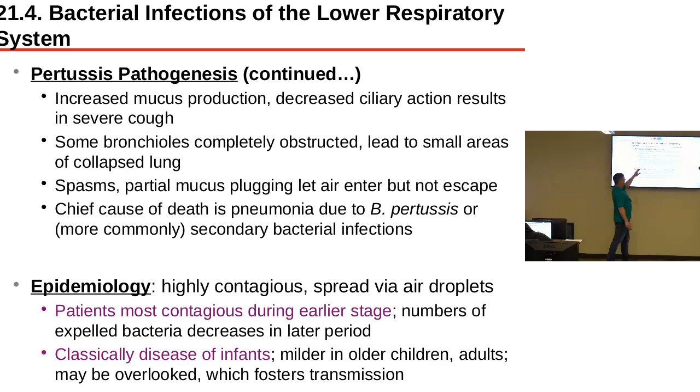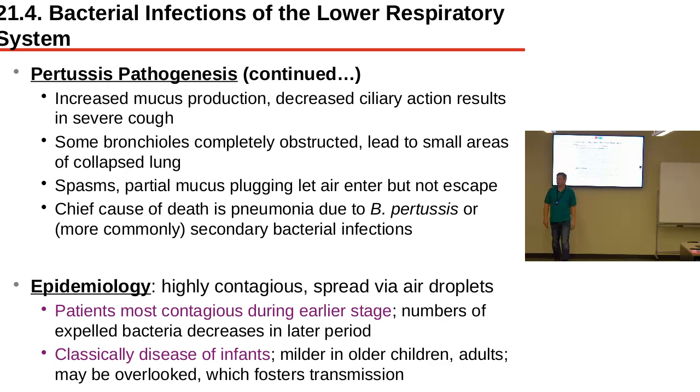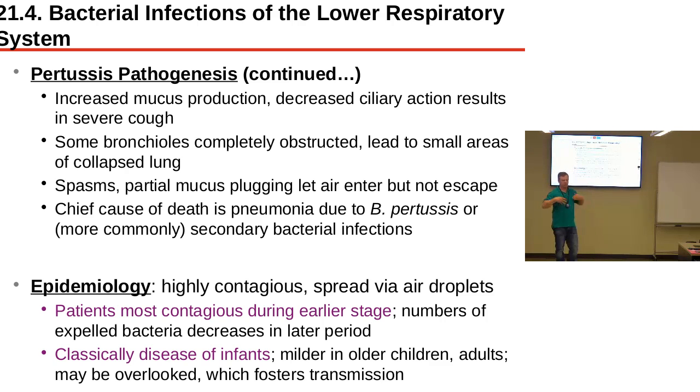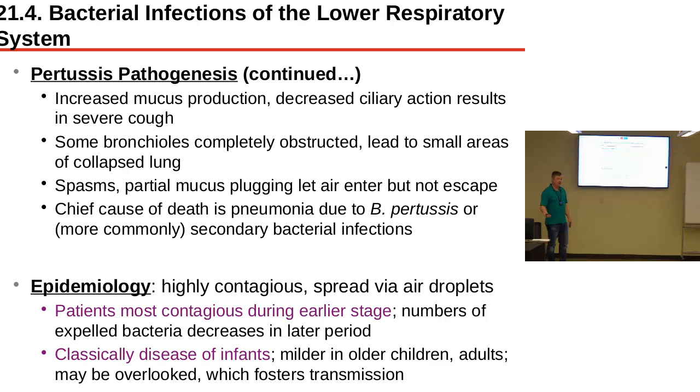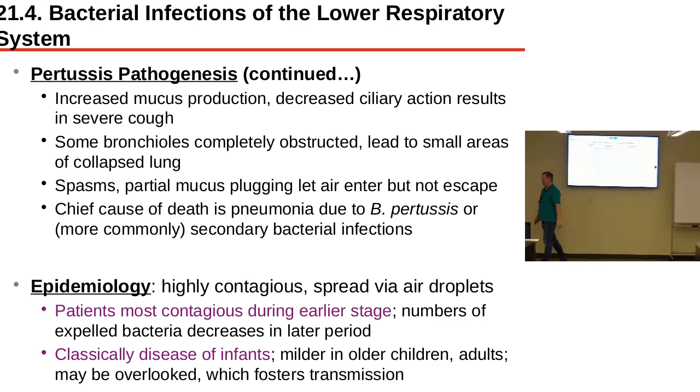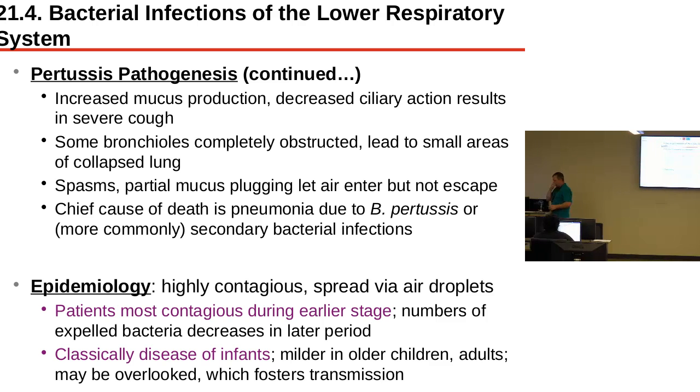And the chief cause of death is pneumonia, because again, pertussis is causing all the damage to the trachea, to the ciliated cells, but it's ultimately the accumulation of that mucus, then that leads to pneumonia-like symptoms and secondary bacterial infections that are going to cause the death of the individual a lot of times. Epidemiology, highly contagious, spreads quickly via droplets.